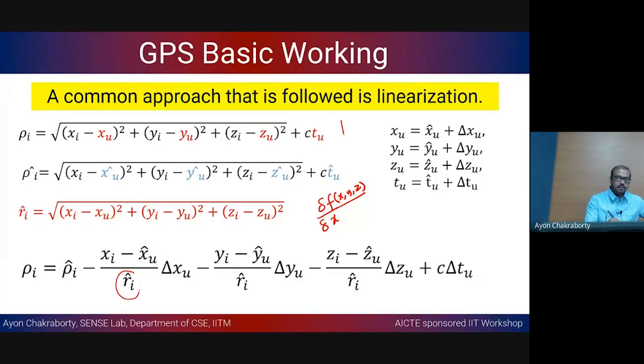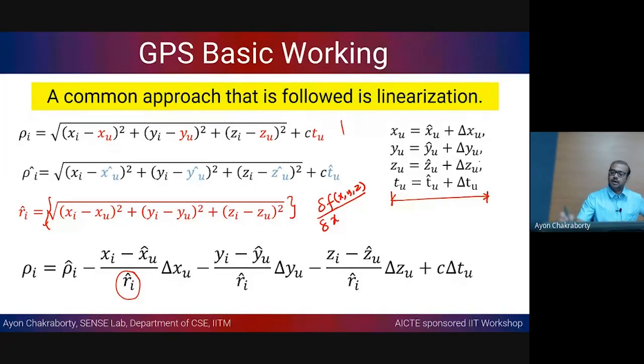This is basically coming from the fact that you have this in the denominator. So, you have this long expression in the denominator that you are basically replacing by the r I cap. You can do this simple exercise and see.